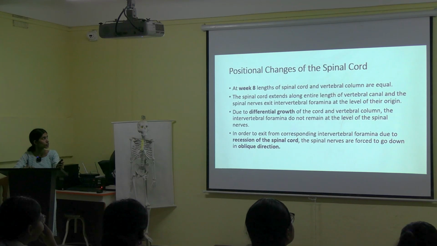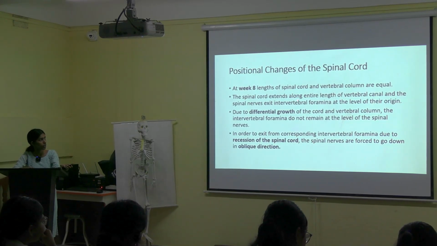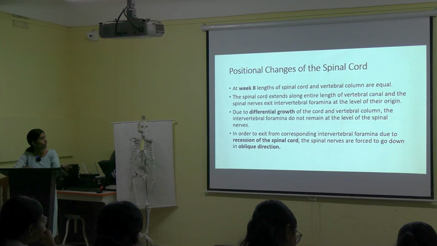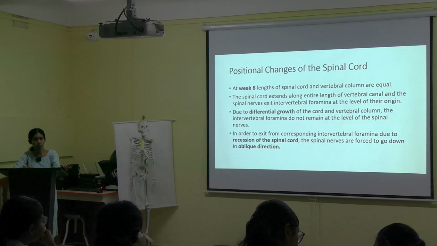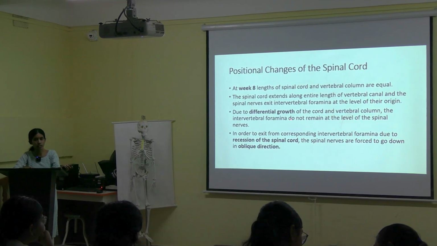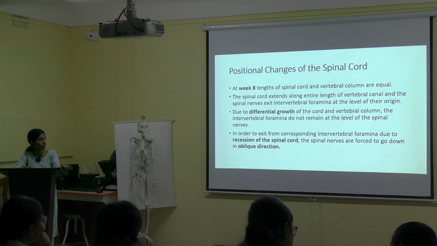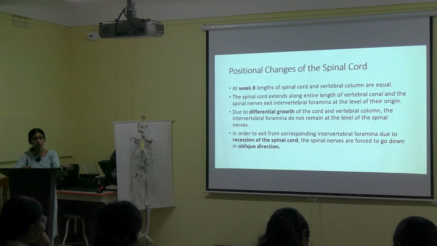Next, we have the positional changes of the developing spinal cord. At week 8, the length of the spinal cord and the vertebral column are equal. The spinal cord extends along the entire length of the vertebral canal and the spinal nerves exit the intervertebral foramen at the level of their origin points. Due to the differential growth of the cord and vertebral column, the intervertebral foramina do not remain at the level of the spinal nerves. In order to exit the corresponding intervertebral foramen, due to the recession of the spinal cord, the spinal nerves are forced to go down in an oblique direction.